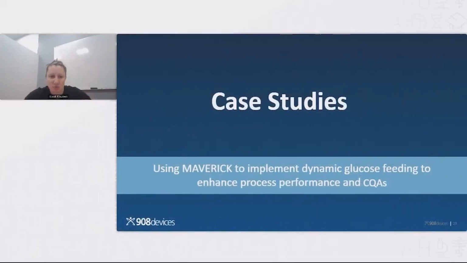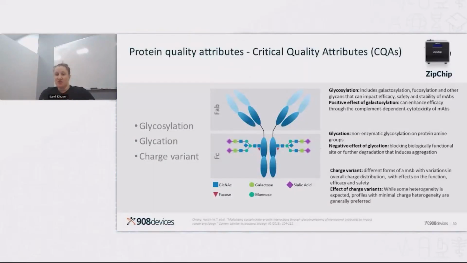So jumping in, the first case study I want to discuss here is a dynamic glucose feed to enhance process performance and critical quality attributes. Before we dive too deep in, I just want to orient everyone to the specific CQAs that we looked at during these studies, so we're all on the same page here.